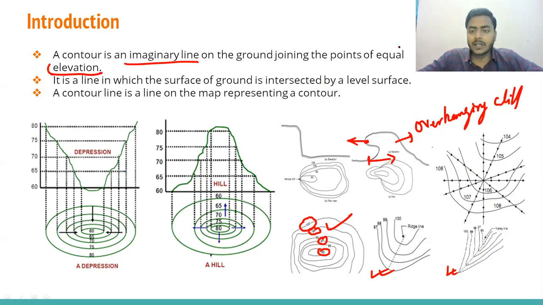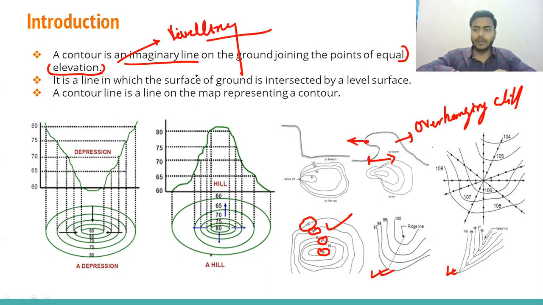In the previous lecture, we also discussed what elevation is in the leveling chapter, and how we can calculate the elevation by using the dumpy level, auto level. There are a few instruments by which we can get the elevation. Suppose we are working in an area and we know the elevation at every point. We will join the points which represent equal elevation. That line we will join by hand, and that will be called a contour line.